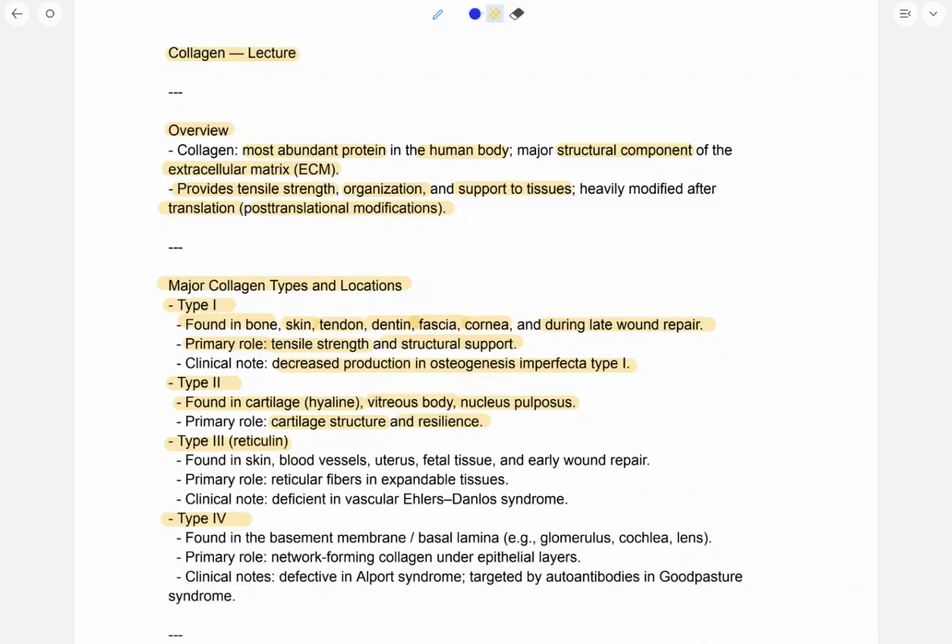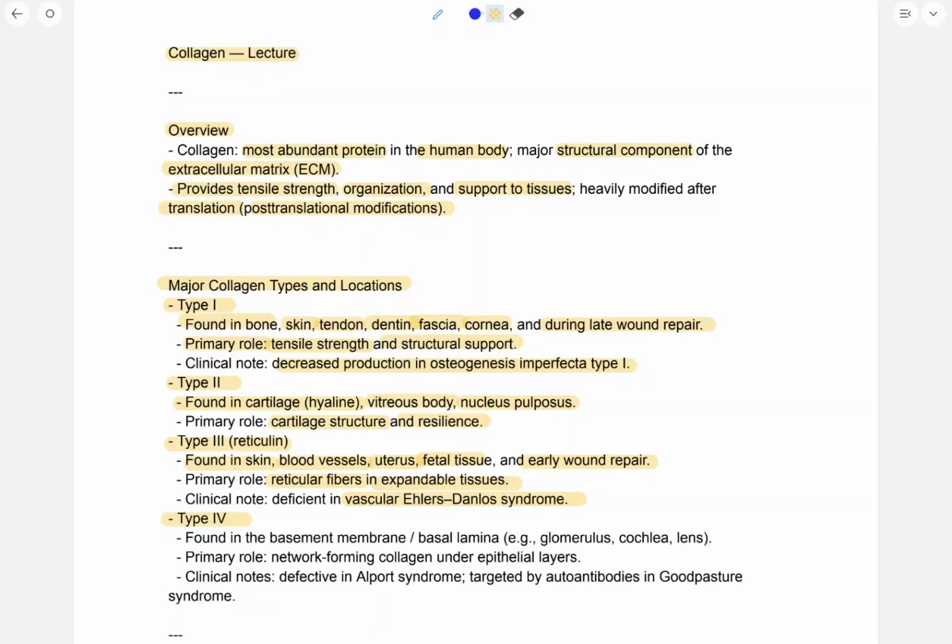Type 3 collagen, also known as reticulin, is found in the skin, blood vessels, uterus, fetal tissue, and early wound repair. Its primary role is forming reticular fibers in expandable tissues. Clinical note: type 3 collagen is deficient in vascular Ehlers-Danlos syndrome.